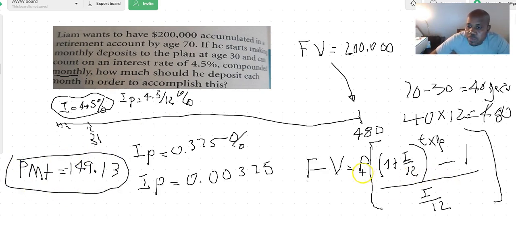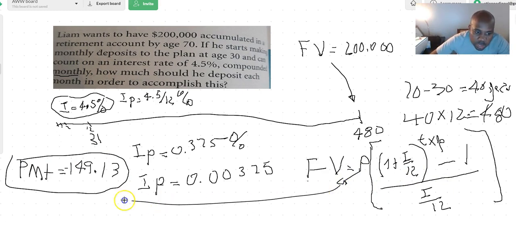And in this formula, if I replace the payment by this value, I'm going to find the future value. You can try to compute it. Put 149.13, do everything, raise to the power, and you're going to find it. That's the way it is. So that was not so difficult to find out.